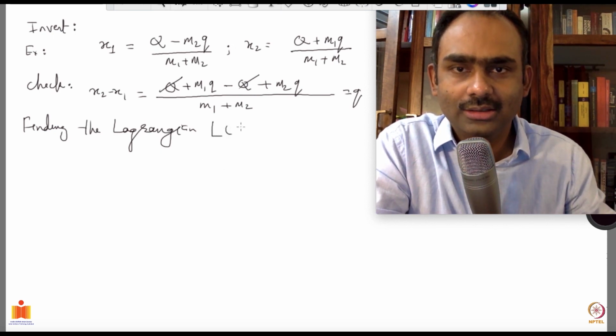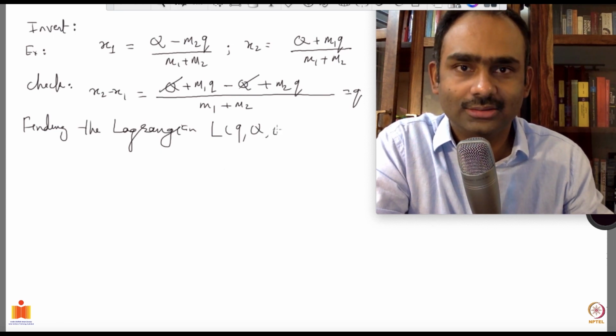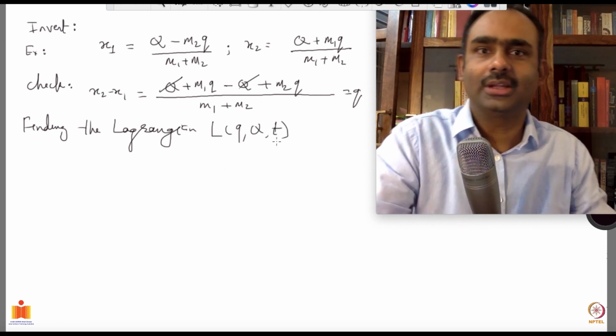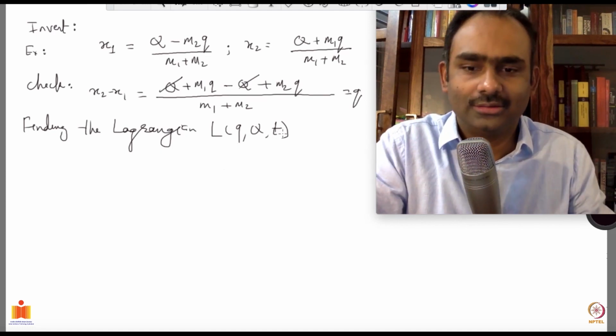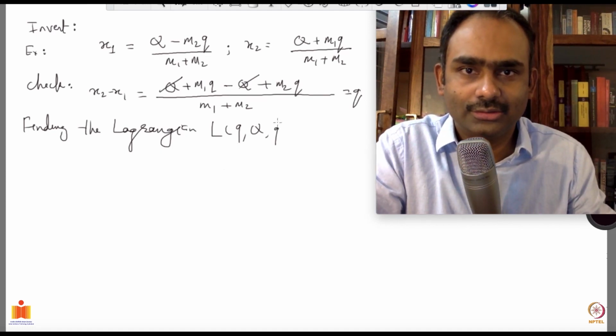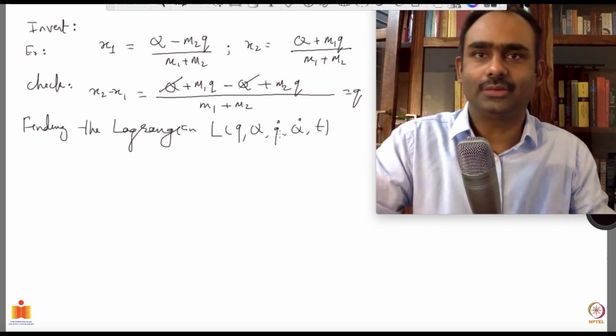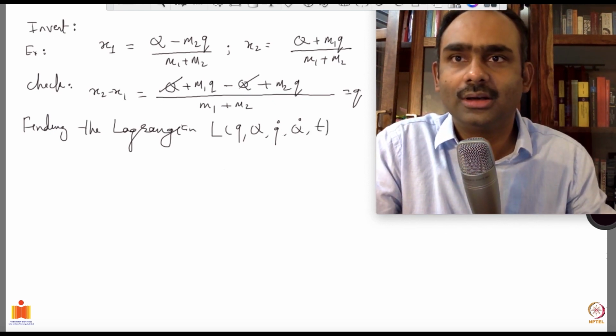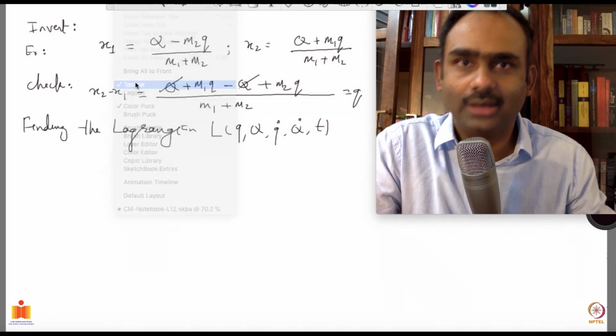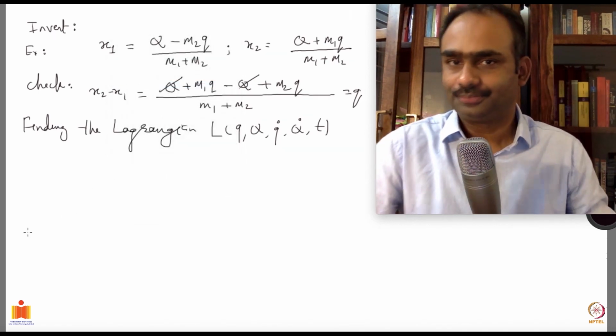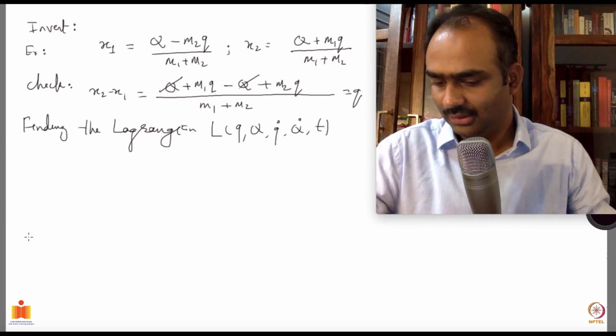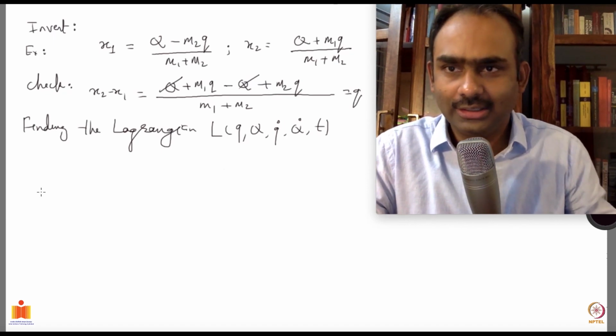So L, q, Q, possibility. Let's see whether there is a T here. And of course, I should have written down q dot, capital Q dot, and then T. That's what we are doing right now. I can remove this toolbar. Okay, good. So let's find out T now.